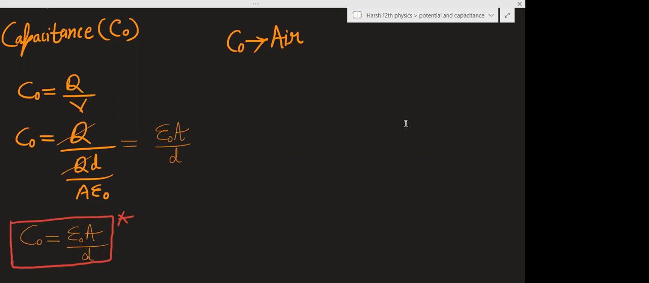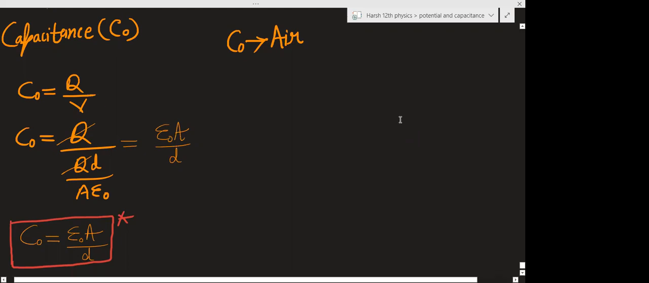Now what we will do: earlier there was air in between the plates. Now we will replace this air with some dielectric. And we know that a dielectric is a non-conducting material, so the value of electric field will change.